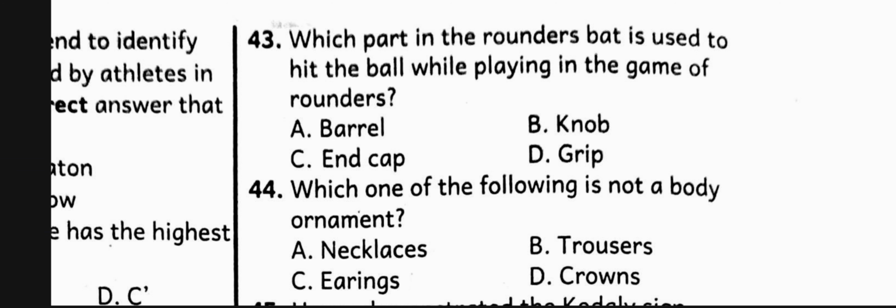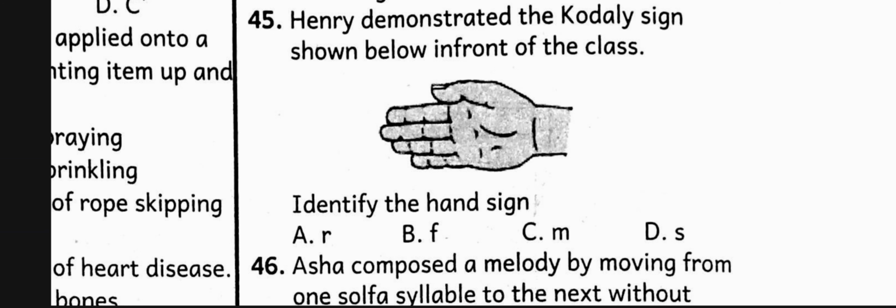Then which one of the following is not a body ornament? Necklace, earring, trousers, and crowns. Trousers are not the body ornament. Then Henry demonstrated the Kodaly hand sign shown below. Which one is that? Do, re, mi, fa. That one is fa, which is B.